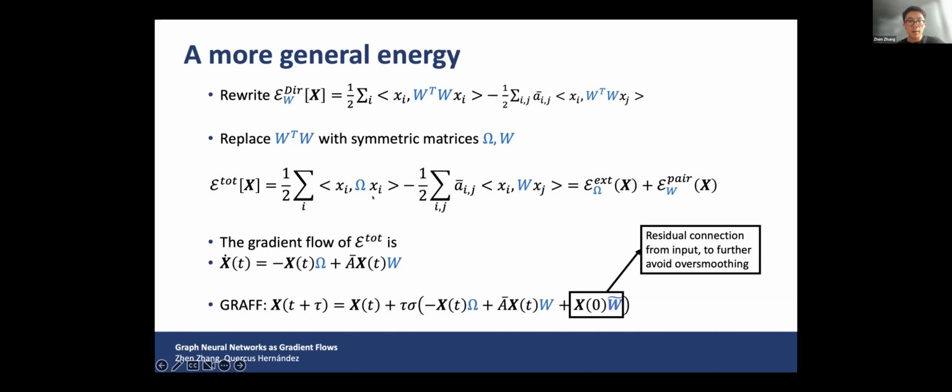And so we can interpret this new total energy as the sum of the external energy plus the pairwise interaction energy. And the gradient flow of the above total energy will look like x dot equals negative x times omega plus A bar xW. And again, this is linear. So they basically rewrite the equation into a nonlinear form by simply putting a residual component and adding an activation function in front of the right-hand side. And again, they add another component.